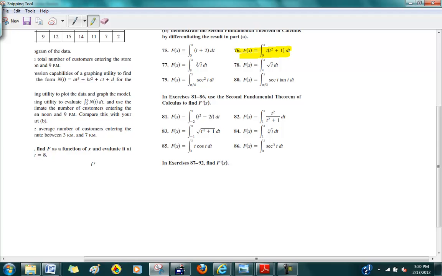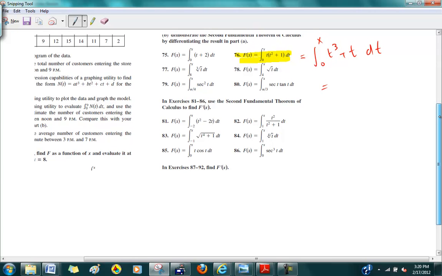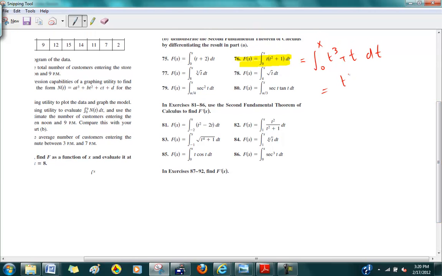Now I'll do it two ways. I'll do it the old-fashioned way first to make sure that you understand what's going on. So notice it's asking you to integrate. So this is going to be equal to the integral from 0 to x of t cubed plus t dt, which gives me t to the fourth over 4 plus t squared over 2, from 0 to x. And if I plug x in there, I get x to the fourth over 4 plus x squared over 2. And notice now that this is a function of x.